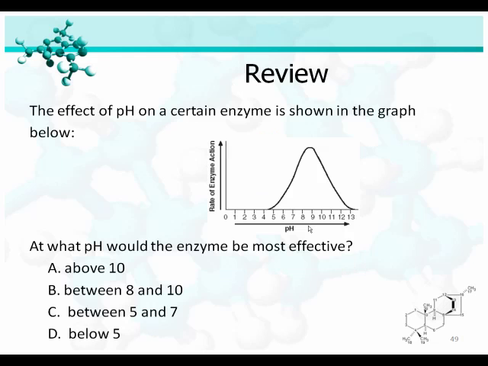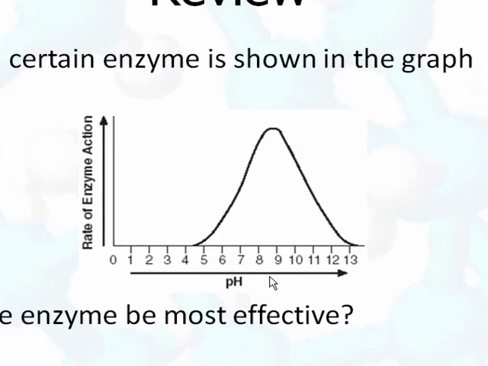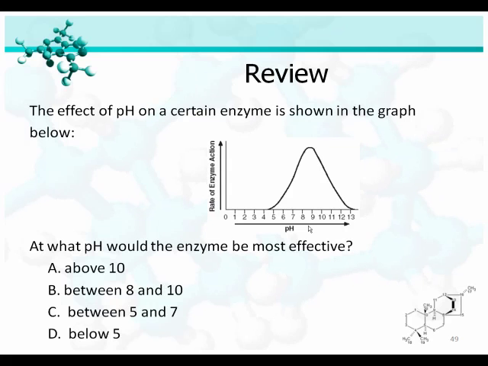Let's review. The effect of pH on a certain enzyme is shown in the graph below. Let's look at the graph. At what pH would the enzyme be most affected? By looking at the graph, you look at the curve, the peak of the curve. Therefore, it's the most affected between 8 and 10 if you look at the peak of the curve in the diagram. So B is your correct choice.